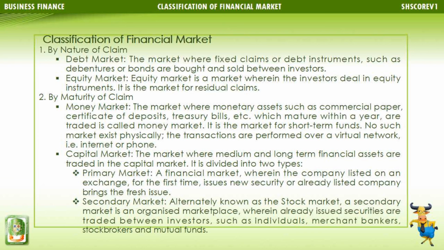The capital market is the market where medium and long-term financial assets are traded. It is divided into two types: the primary market and the secondary market. A primary market is a financial market wherein the company listed on an exchange for the first time issues new security, or an already listed company brings a fresh issue. The secondary market, alternately known as the stock market, is an organized marketplace wherein already issued securities are traded between investors such as individuals, merchant bankers, stockbrokers, and mutual funds.